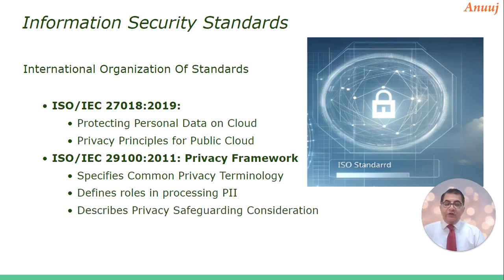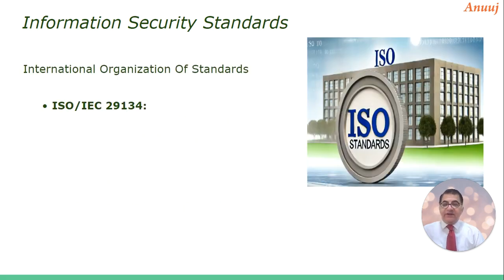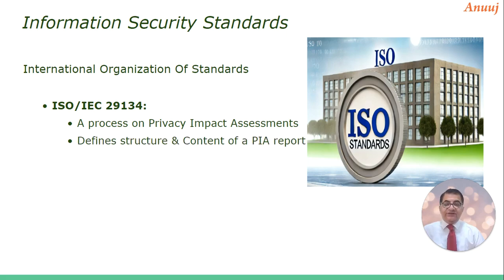The privacy framework of ISO also helps you describe how you can create privacy safeguarding considerations when handling personal information. It also provides references to all the privacy principles. The next ISO standard is ISO 29134, which provides you the process for performing a privacy impact assessment for your organization and creates a structure and content for the reports related to privacy impact assessments.